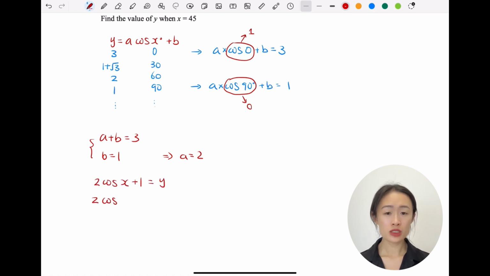Now the question wants us to find y when x is 45. So cos 45 is root 2 over 2. 2 times root 2 over 2 plus 1 gives us root 2 plus 1. And we can leave this as our final answer.